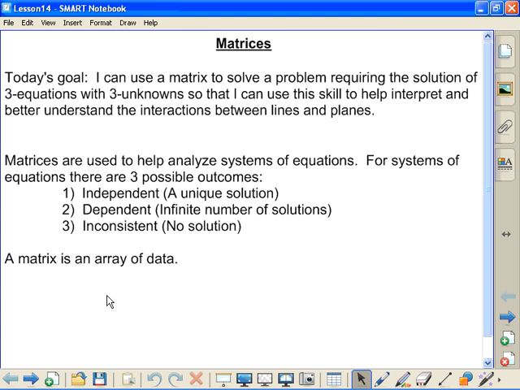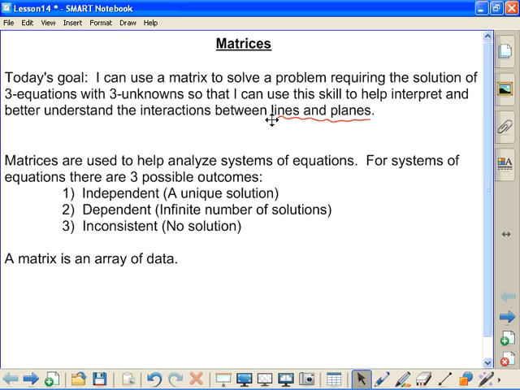So what is a matrix, or what are today's goals? First of all, I can use a matrix to solve a problem requiring the solution of 3 equations, 3 unknowns. And I can use this skill to help interpret and better understand the interactions between lines and planes. At this point, this is going to be the sketchier part, because we haven't really talked about lines and planes involving 3 equations, 3 unknowns. So I'm just going back and focusing on what you know from grade 10. All right, and we're going to review what you know from grade 10.